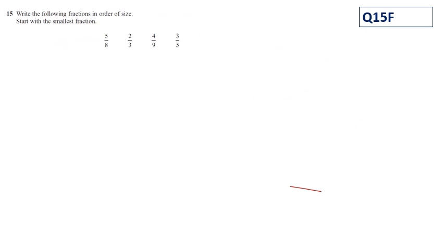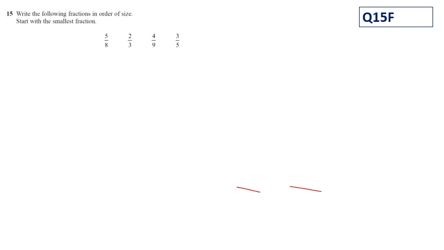Okay, so question 15, write the following fractions in order of size. Start with the smallest fraction. Now, in order for us to write these fractions in order of size, I can either do it with a method that's non-calculator, or I could use a calculator method. Now, since this is a calculator paper, I am going to be using the calculator method.